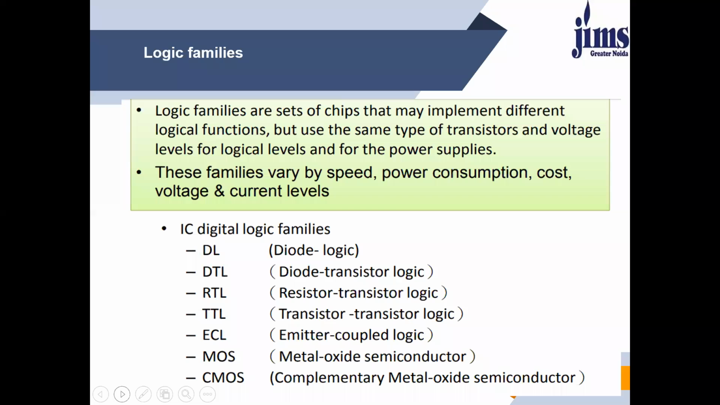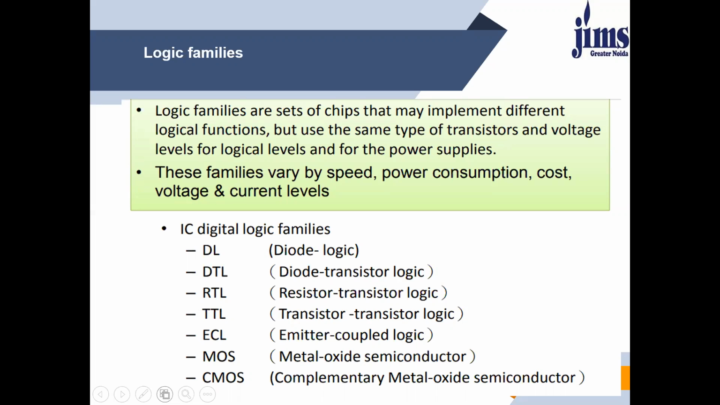Now we will talk about the logic family, the main topic of our class. Logic families are sets of chips that may implement different logical functions like AND gate, NAND gate, OR gate, NOT gate. But in this, we use only the same type of transistors and voltage levels for logic levels and for the power supplies. So how many types of logic families are here?